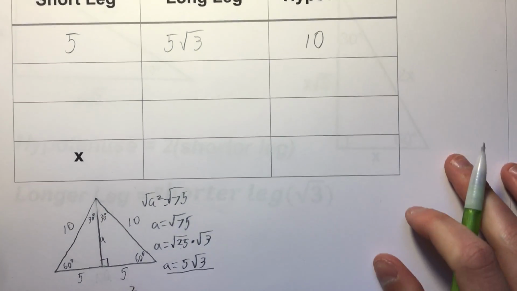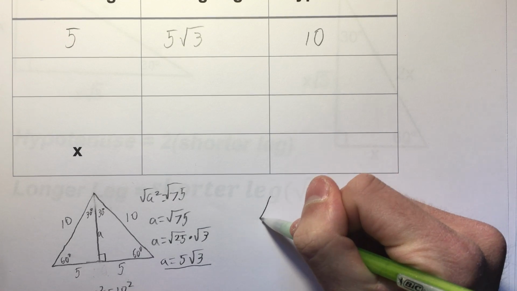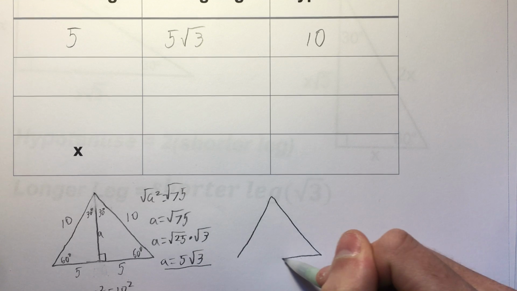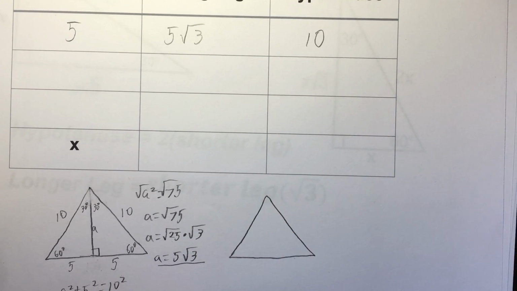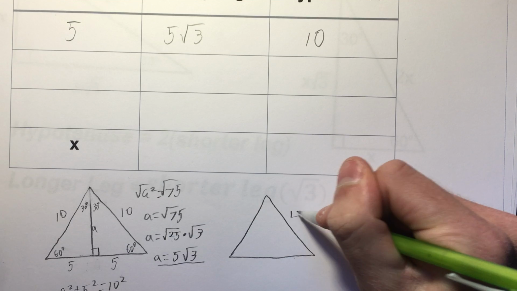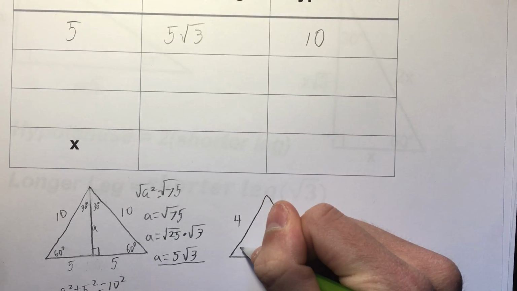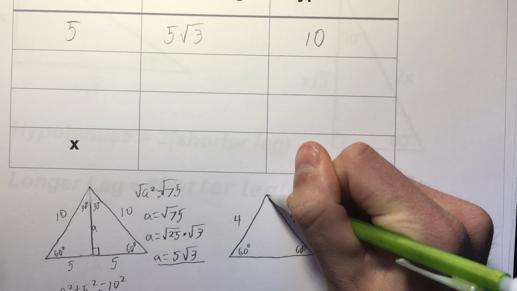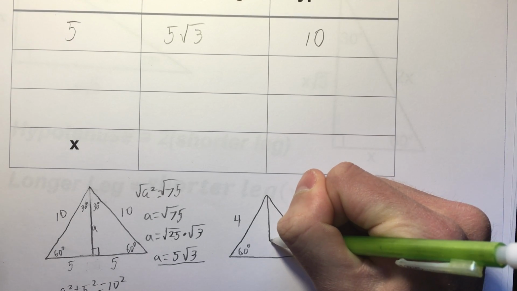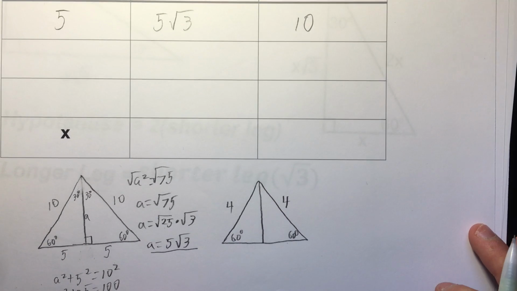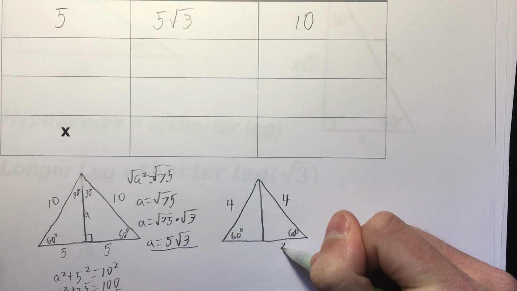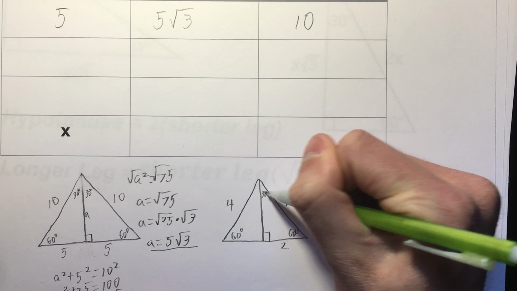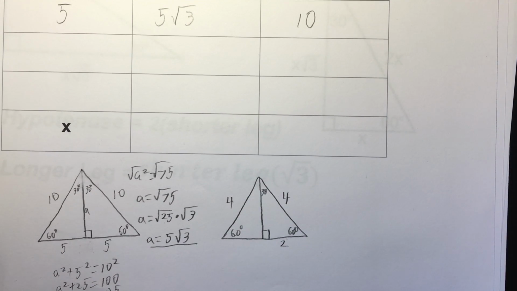Now let's look at another triangle. So I'm going to draw another equilateral triangle. And I'm just going to assign a side length of 4. Let's say these lengths are 4. And again, this is 60 degrees. This is 60 degrees because it's an equilateral triangle. And we're going to bisect it down the middle. So that would make this length 2. And that would also make this a right angle. And this one would be 30 degrees because we bisected it.